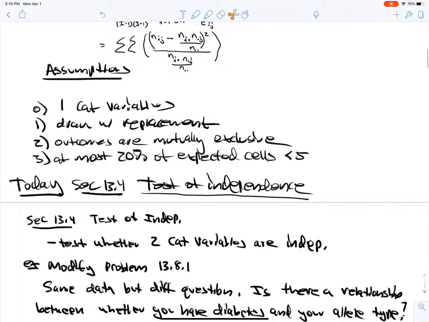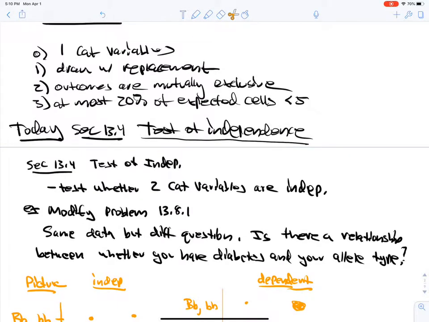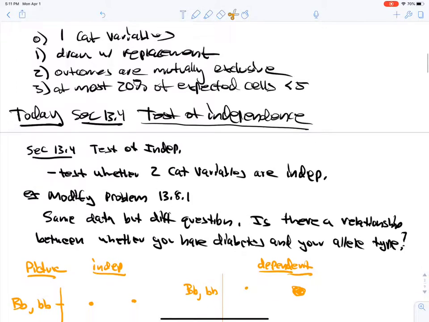So today we're going to do a test of independence. The test of independence tests whether two categorical variables are independent. We're going to modify the problem that we did last time, 13.8.1. We can use the same data but have a different question. The question is now, is there a relationship between whether you have diabetes and your allele type?